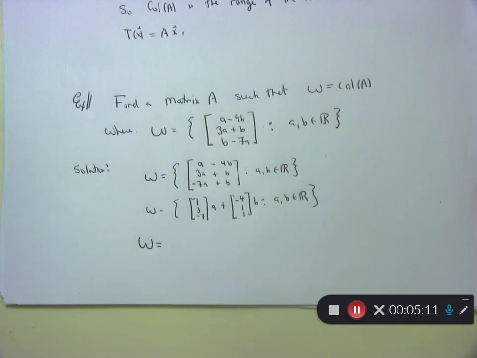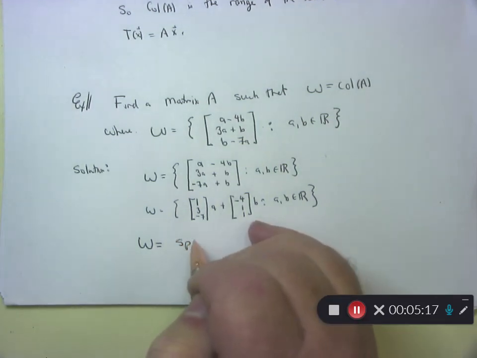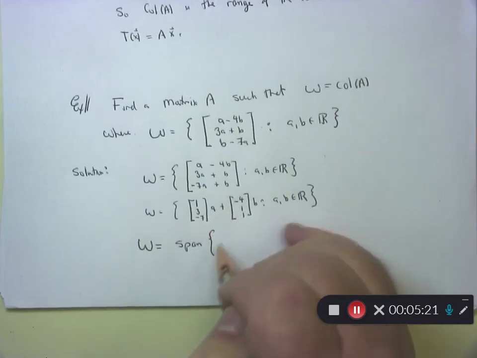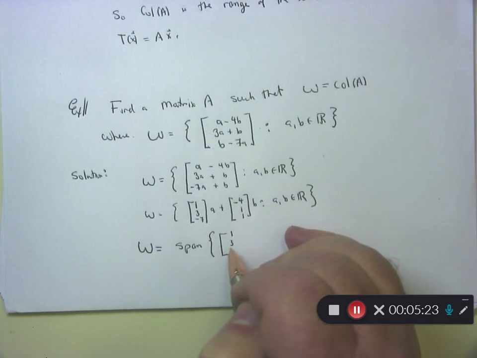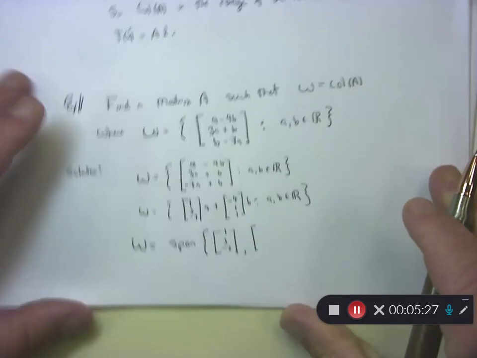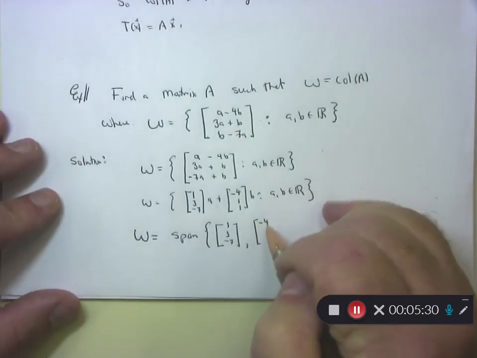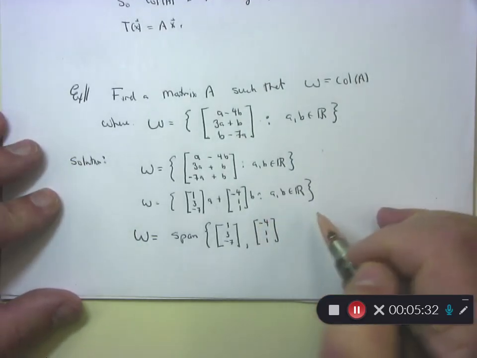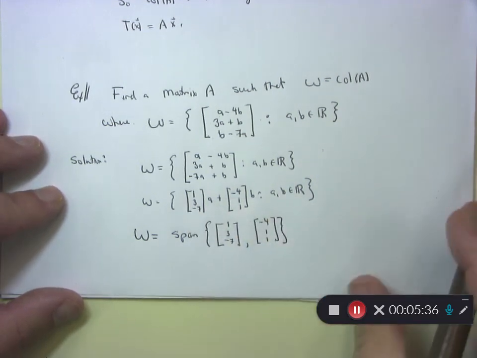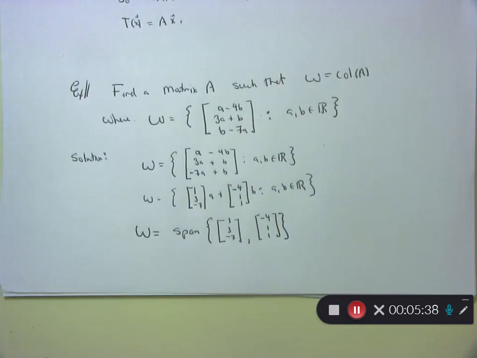The set of linear combinations, which is also known as the, all right, very good, span. So this is equal to the span, because it's the linear combinations of these two vectors, 1, 3, negative 7, and the vector negative 4, 1, 1. Okay. Again, this is what we're after here, trying to make the connection between everything.